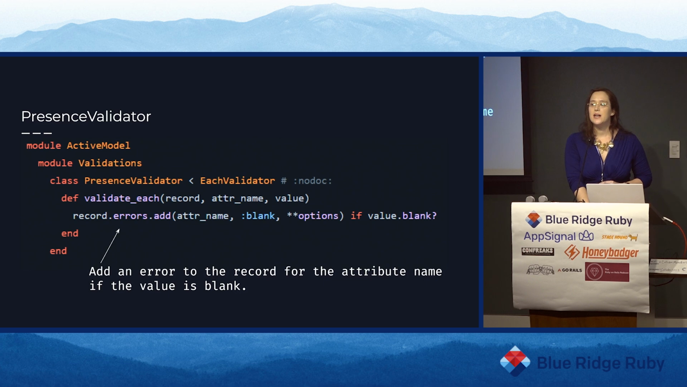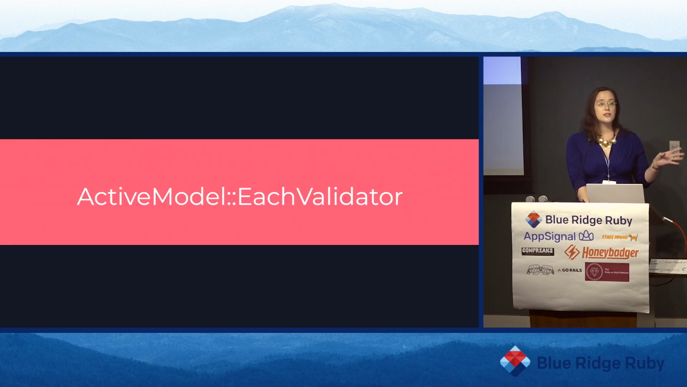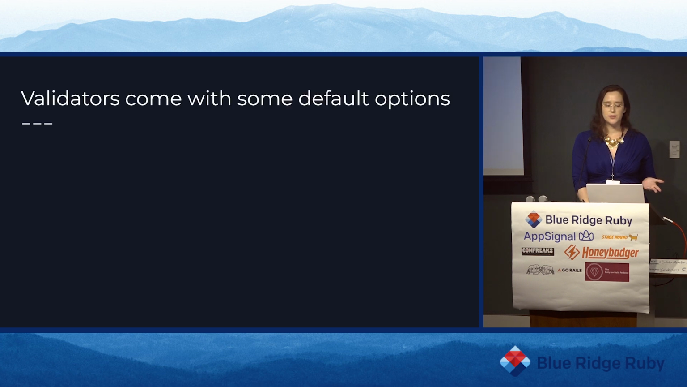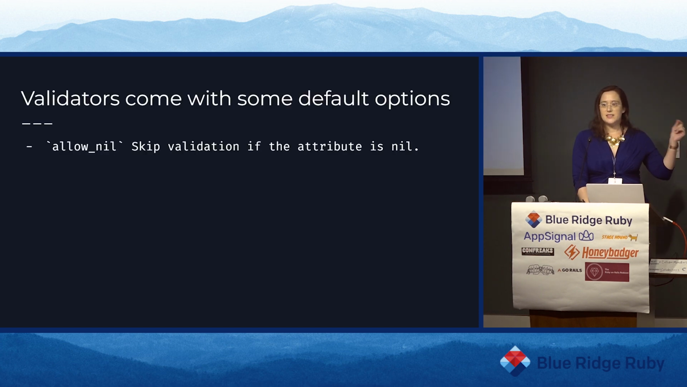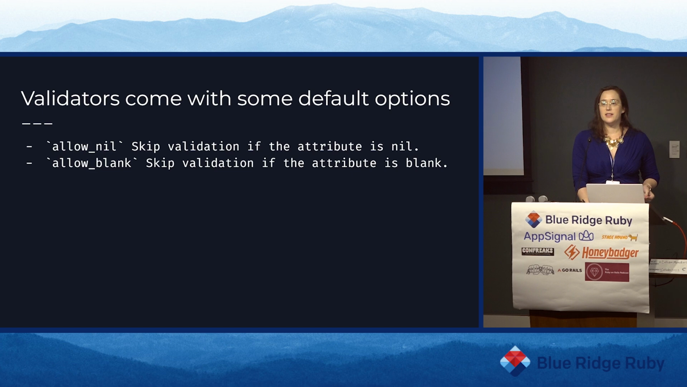I want to take a moment to really dig into the active model each validator. First of all, this is what makes something a validator, but it also comes with a lot of custom options that can be really helpful. So one of them is allow nil. We've got allow blank as well. These are going to skip validations if the attribute is nil or blank. Then we have message.